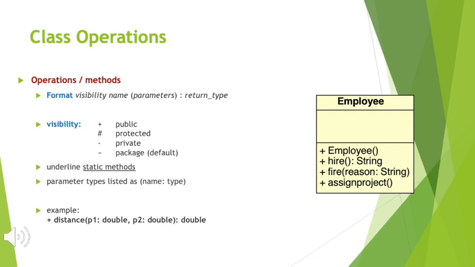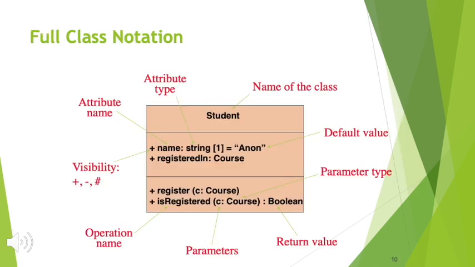It's also the same for static methods. You have to underline them, and the parameter types are also different. And then this is the full class notation. As we learned earlier, the name of the class should be on top, then the class attributes in the middle, and at the bottom are the operations.